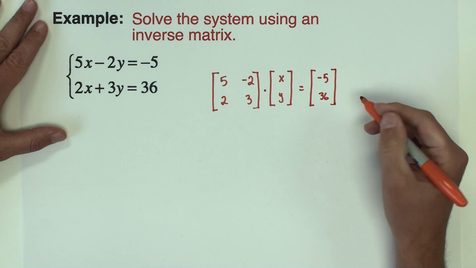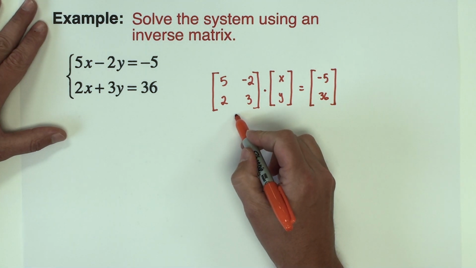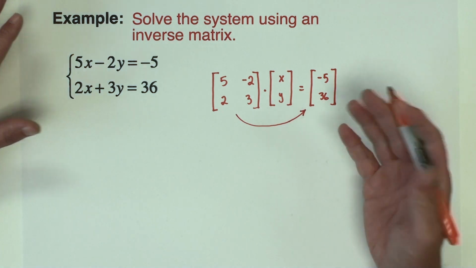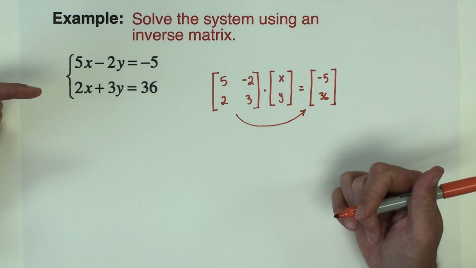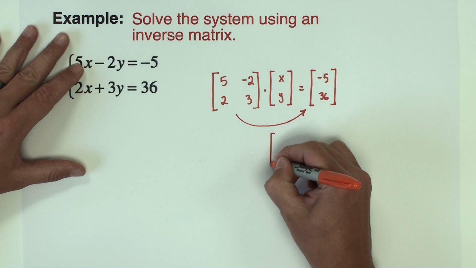Okay, so that is my matrix equation. I'm going to start with that. Now I need to take this matrix and I need to move it to this side. And we can't divide by it. There's no division of matrices. So we do that by multiplying by its inverse. And so it's going to look like this.